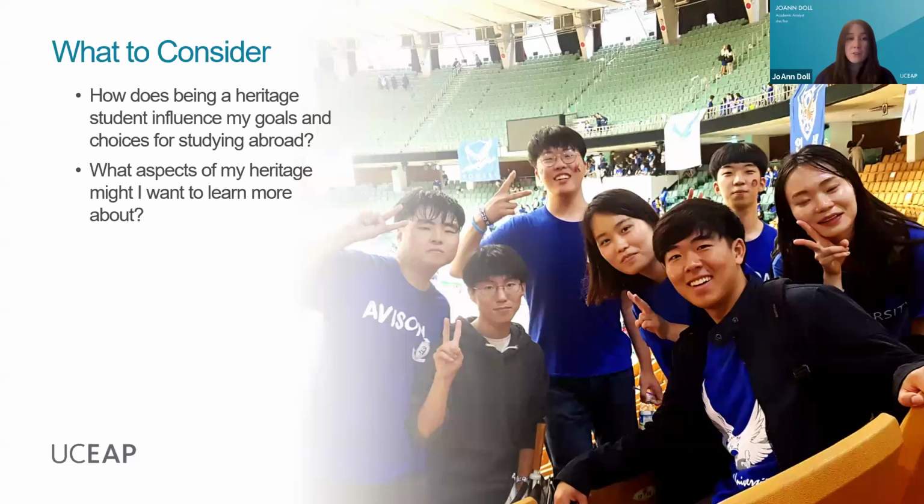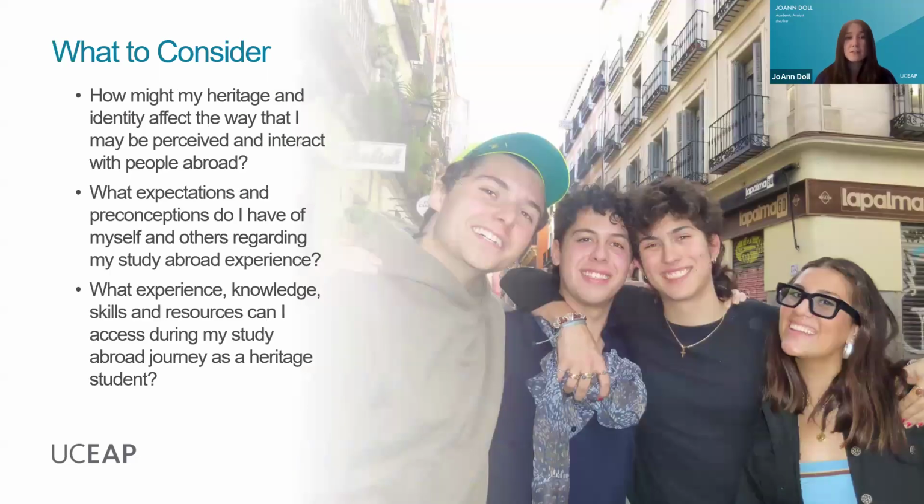Second, what aspects of your heritage might you want to learn more about? Are these aspects connected to a location, family members, historical or current events, religion, language, or other factors? How can you explore these aspects in your study abroad location? Third, how might your heritage and identity affect the way that you may be perceived and interact with people abroad?